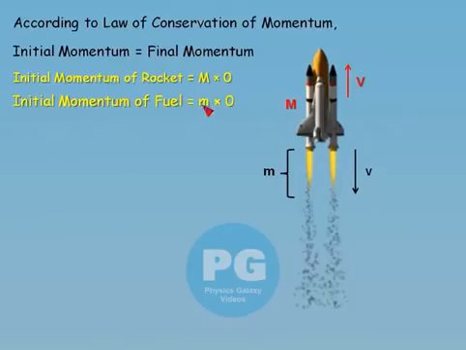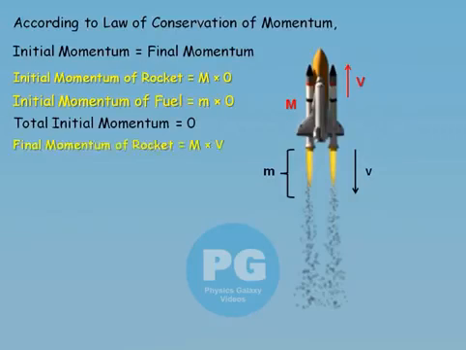If we talk about the initial momentum of the fuel, initially the fuel was also at rest. So the mass into velocity of the fuel is again 0, so the initial momentum of the fuel can be given as m into 0, that is again 0. The total initial momentum is the sum of the initial momentum of the rocket plus the initial momentum of the fuel. Both are 0, so the total initial momentum is also 0.